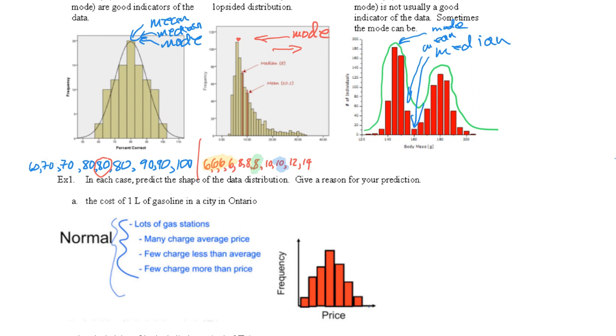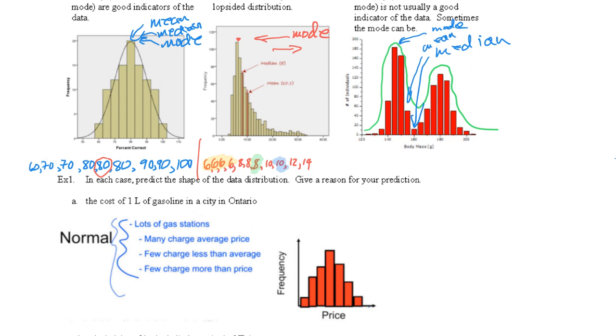All right, for this first problem, we have the cost of 1 liter of gasoline in the city in Ontario, right? Now, the reason why we would call this a normal distribution is because 1, there are lots of gas stations all over Ontario. 2, many charge an average price, okay? So like when you go to Hamilton, you might be paying $1.40. You go over to Niagara Falls and you're still paying about $1.40. If you drive all the way to Timmins, you're paying maybe $1.38 to $1.40 for your average price.